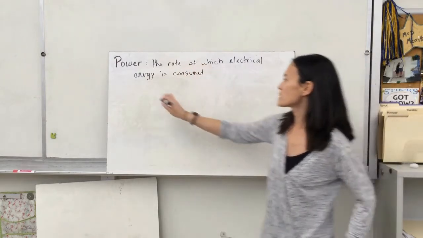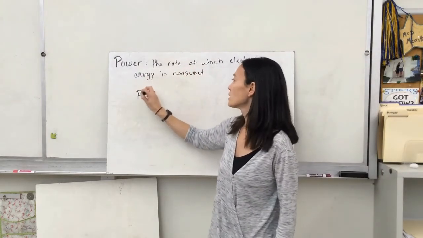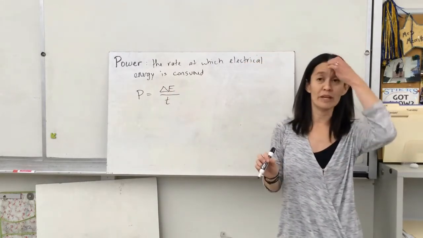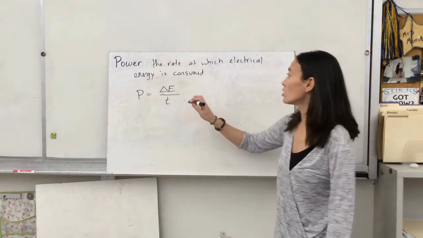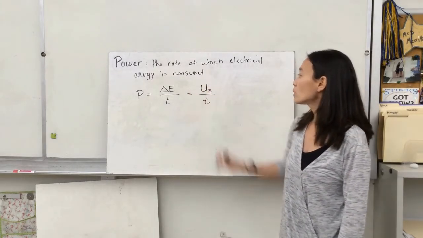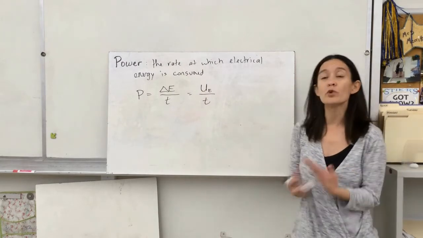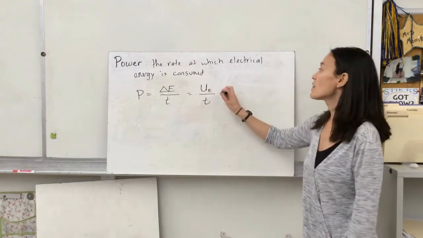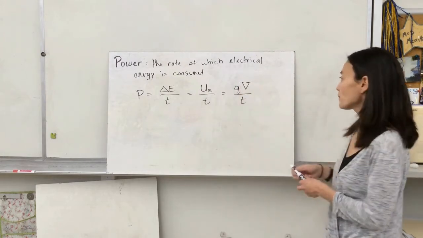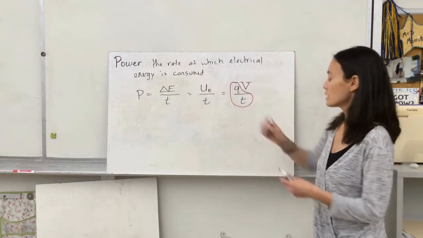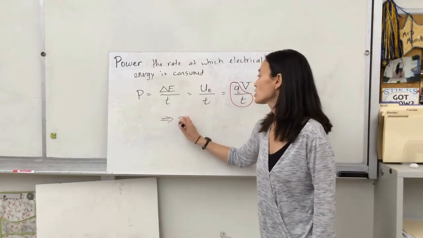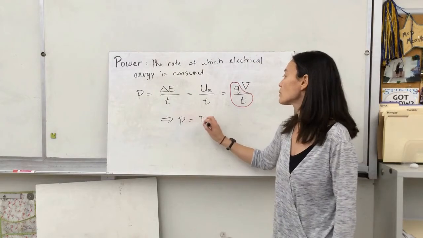And if we just think about this idea, it's still the same symbol of P, remember, and it's just a change in energy over time. So that's the definition we learned in mechanics. But if it's electrical energy, we're thinking about electric potential energy. And we know that if we have a charge that is moved because of a voltage difference, that is just QV. And we know that Q over T is just current. So the end result is the power equation for electricity is P is equal to IV.